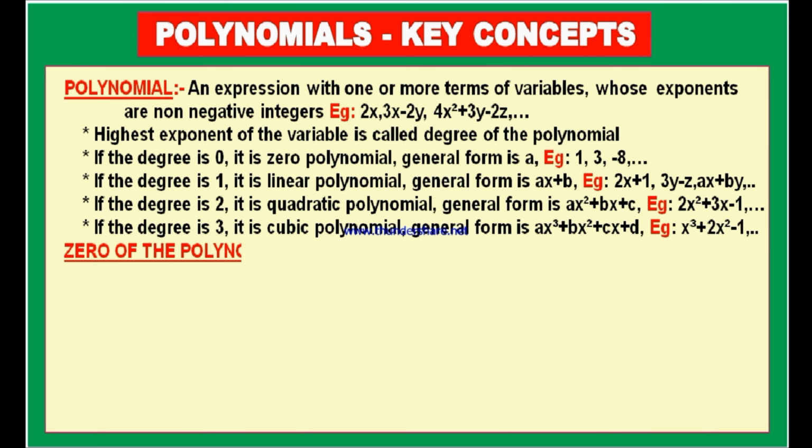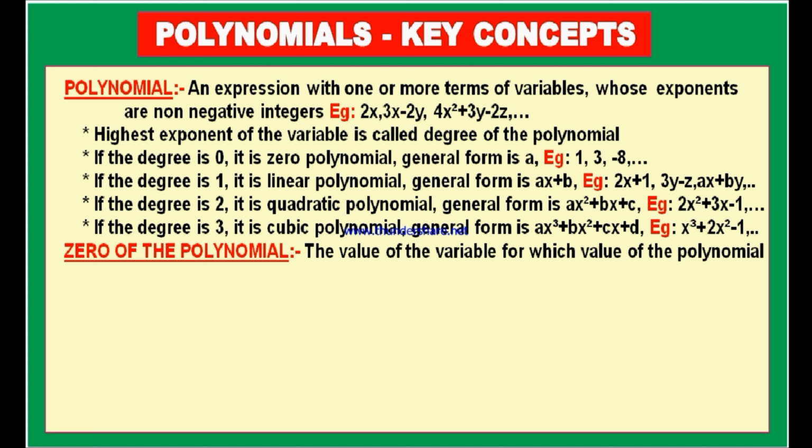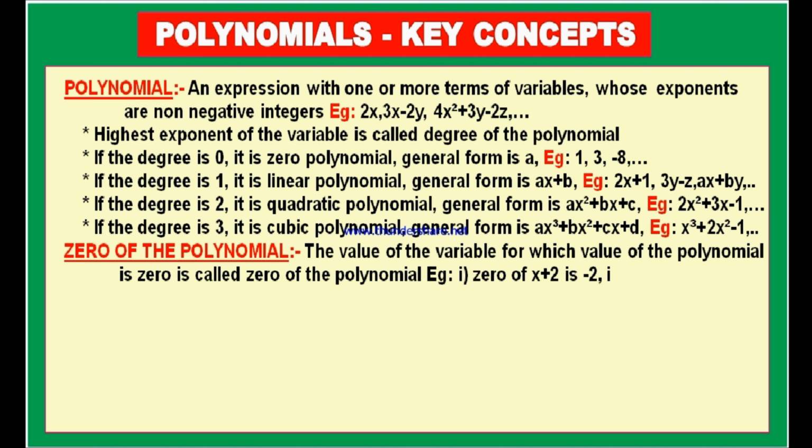Very good. Now what is the zero of a polynomial? The value of the variable for which the value of the polynomial is 0 is called the zero of the polynomial. I shall repeat, the value of the variable for which the value of the total polynomial is 0 is called the zero of the polynomial. The zero of the polynomial is nothing but the value of the variable for which the total polynomial becomes 0.